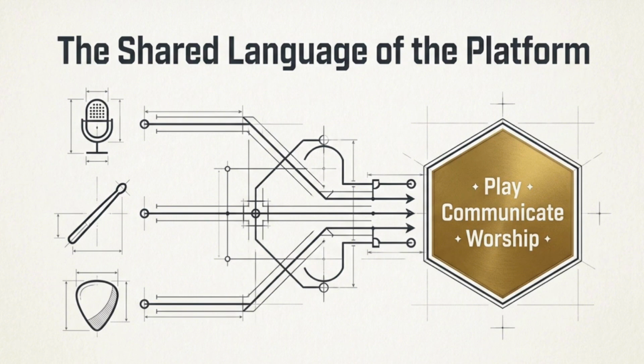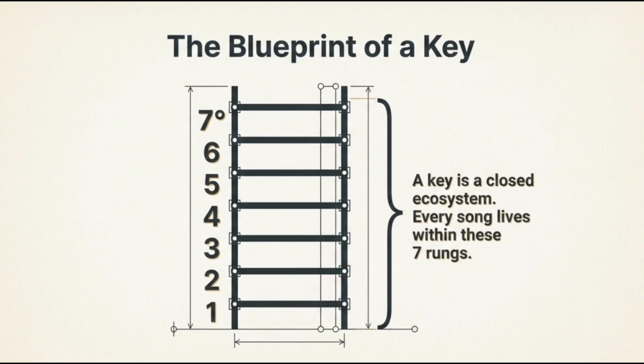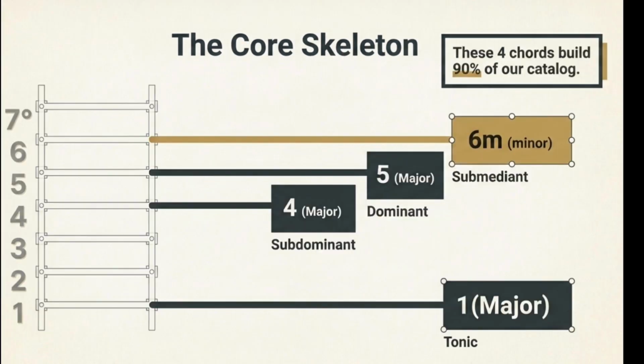To speak that shared language, you really just need the core alphabet. So if you picture a musical scale, it is basically a ladder of notes. Right, a ladder. But we aren't just playing single notes, obviously. We are building full chords by stacking notes on top of those specific rungs. Exactly. And out of that entire ladder, modern worship pretty much just uses four chords. They are built on the first, fourth, fifth, and sixth rungs. So that gives us the 1, 4, 5, and the 6 minor chord.